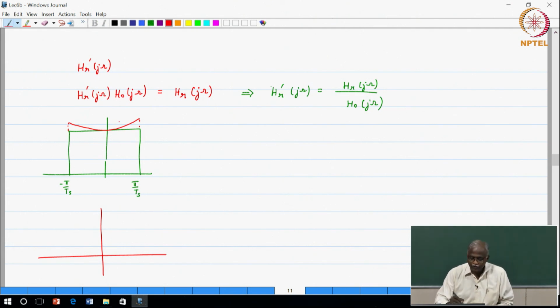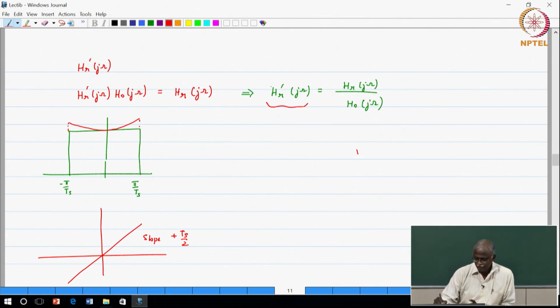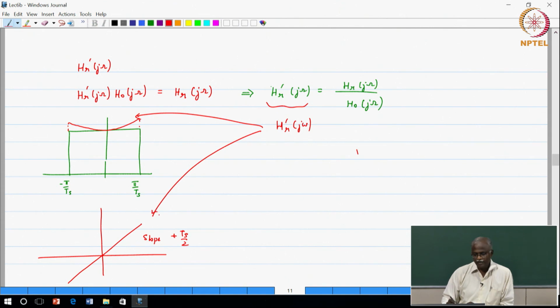So, to compensate for the phase, it will introduce a phase that has a slope of plus Ts by 2. Okay. So, this is now my reconstruction filter. The HR dash of j omega has a magnitude response given by the red line, and a phase response given by this line. If I now cascade HR dash of j omega with H naught of j omega, what I will get is effectively H of the ideal reconstruction filter.